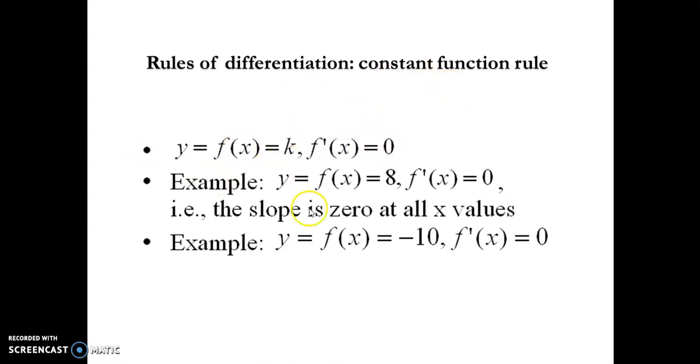So let's look at the next example. Here you have y is a function of x and it's equal to 8. Thus, f dash of x is going to be equal to 0 because 8 is a constant. What does this mean? Well, the slope is 0 at all x values. If you were to plot this graphically, you would just have a horizontal line that cuts the vertical axis at a vertical intercept of 8, and hence the slope is 0 at all x values. Here's one more example. Y is a function of x and it's equal to minus 10. That is just a constant, hence f dash of x is going to be equal to 0.